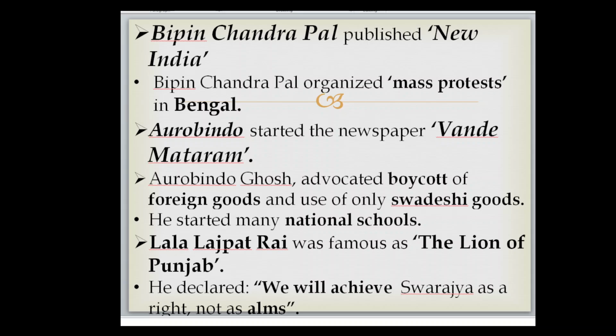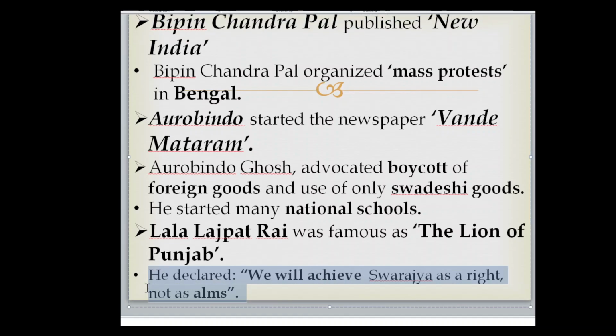Now next, Lala Lajpat Rai. We consider him the Lion of Punjab. He is the founder of the Punjab National Bank. He always said that we will achieve Swaraj as a right, not like beggars. We are going to achieve freedom as a right, like Swaraj.